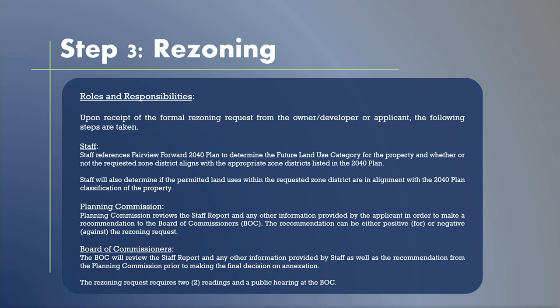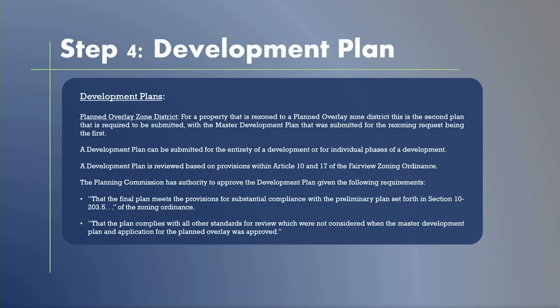The rezoning process is going to be the same in terms of getting to that final approval for a rezoning or a rezoning with master development plan. Either way, it's going to end up with the same process. So again, we're presuming that we have a planned overlay district. And so the next step in the process for that would be the submission of a development plan. It can be submitted for the entire development. It can just be specific to a phase, just the entirety of a particular phase. It doesn't have to be the first phase. It could be phase 7 or 10, whichever one they desire to go with first.